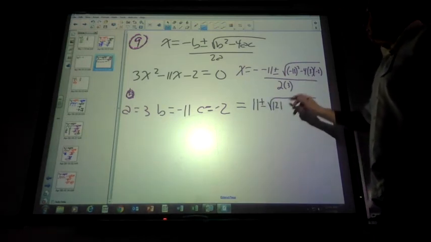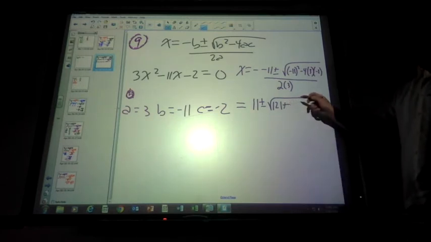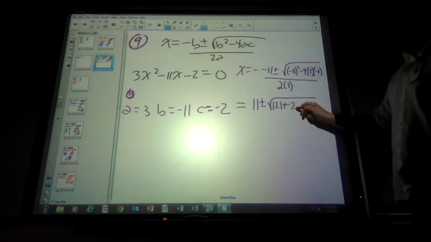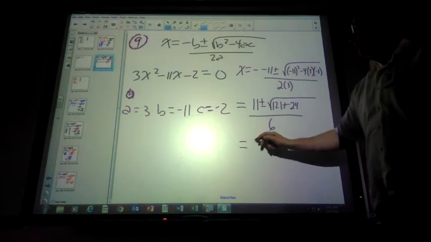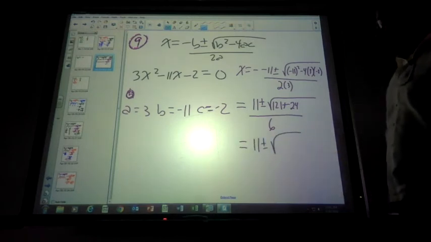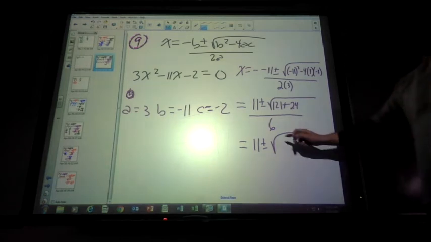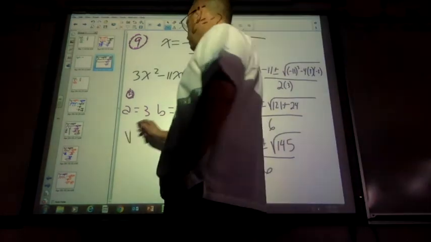-11 squared is 121. -4 times 3 is -12. -12 times -2 is what? Positive 24. Negative, positive, negative. Okay. Over 6. So then I get 11 plus or minus the square root of 145 over 6. So let's figure out the decimal approximate of root 145.